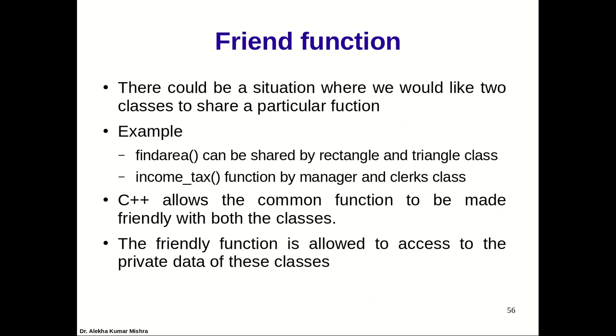C++ allows the common function to be made friendly to both classes. The friend function is allowed to access the private data of these classes. Because we have some task which may be needed by more than one class, we generally perform the task by member functions, right? In this case, if the task is nearly the same for both classes, we have to copy and paste. To avoid that, C++ allows us to define a function which can be a friend to more than one class.